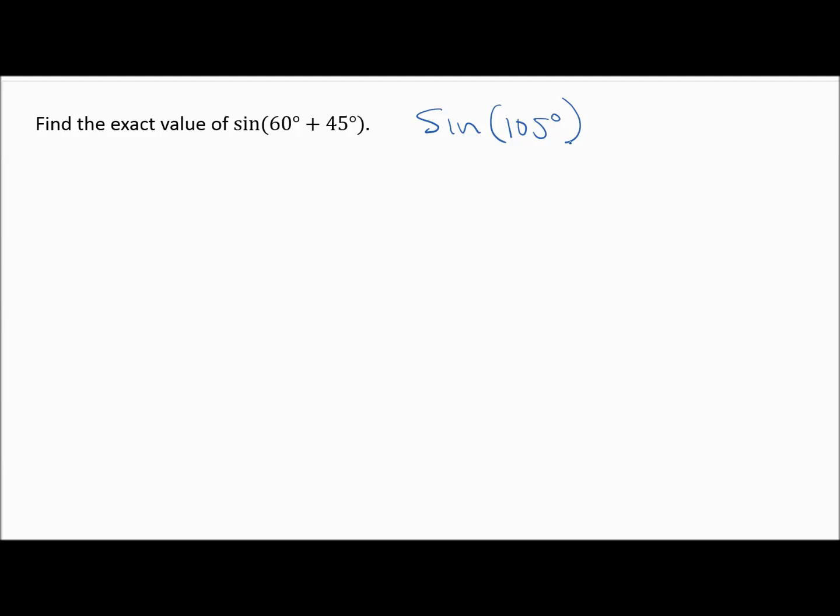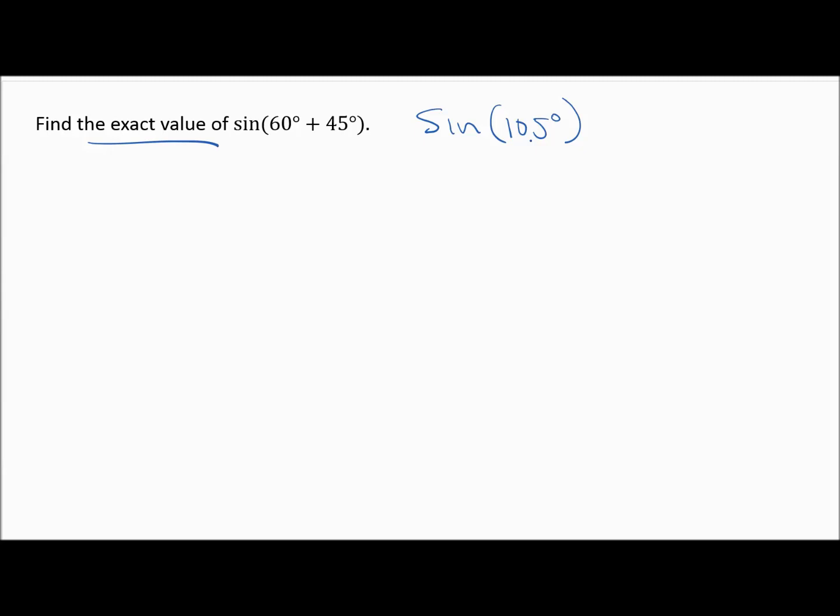Okay, so that's why you can't just do this problem. You could type that in your calculator, of course, and find an approximate value, and we can do that at the end of this problem to check ourselves, but they want an exact value. So if you were given 105 degrees, you could write it as the sine of 60 plus 45, but they went ahead and did that for you.